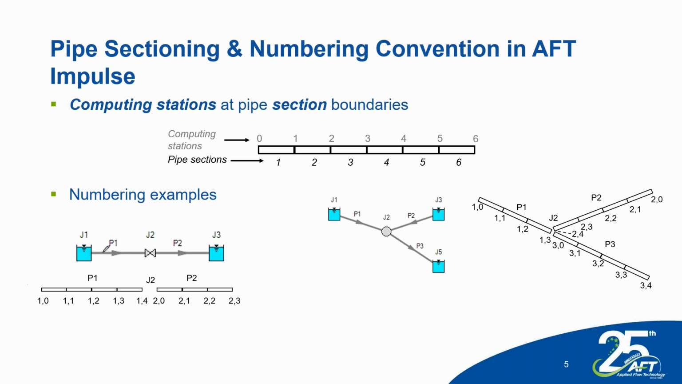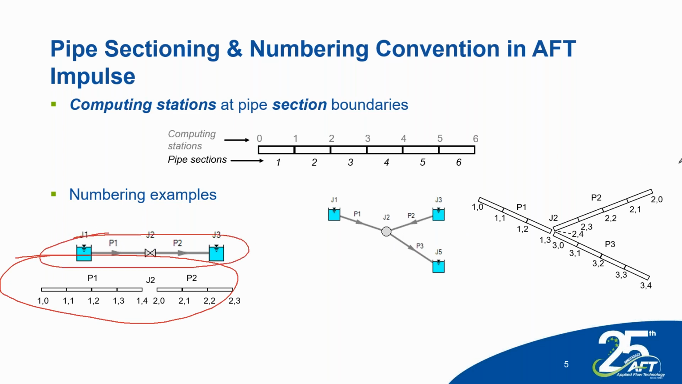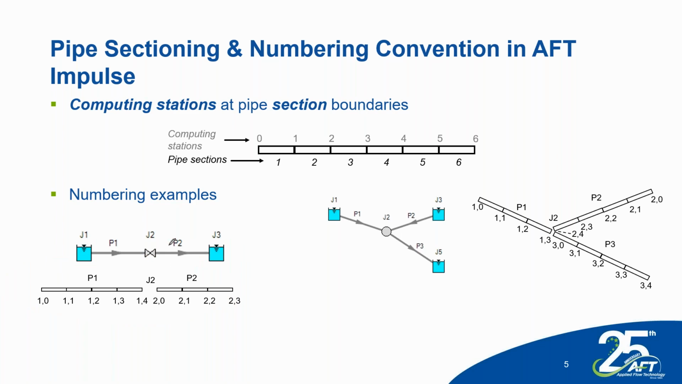And then this is the numbering scheme that we use for pipe sectioning. So here we have 2 pipes in this particular system right here. And we're modeling several sections. So this pipe 1 has 4 sections, section 1, 2, 3, and 4. And then pipe 2 has 3 sections, section 1, 2, and 3. Now with that, we have a numbering scheme. This is pipe 1, station 0, pipe 1, station 1, pipe 1, station 2, pipe 1, station 3, etc.